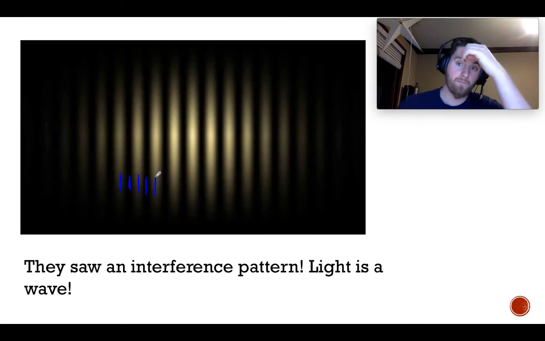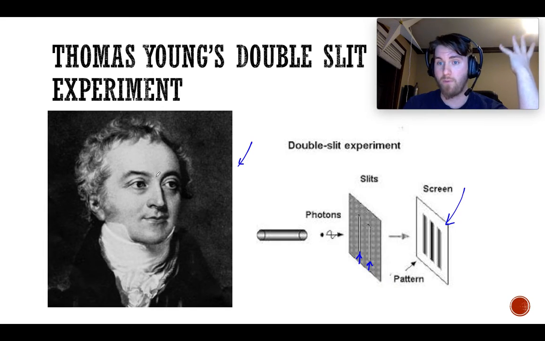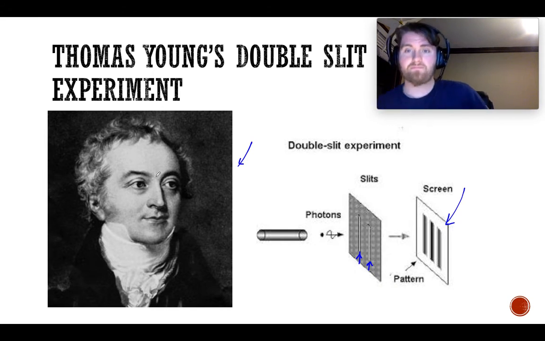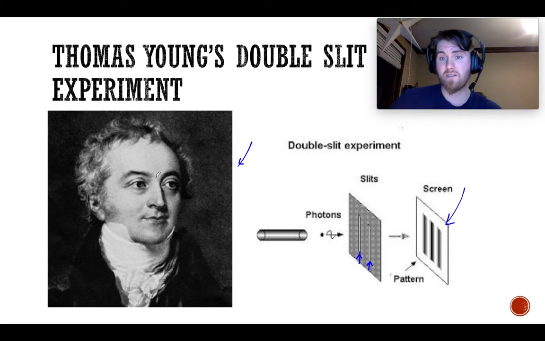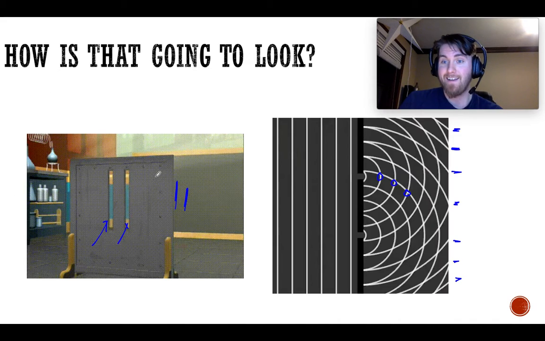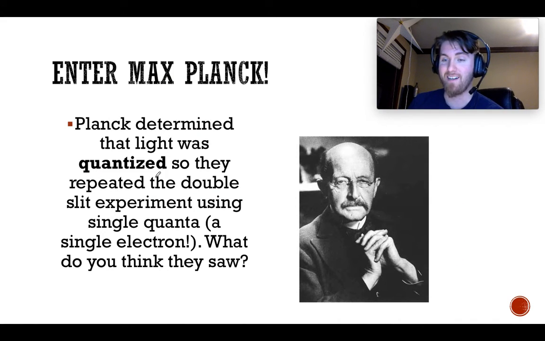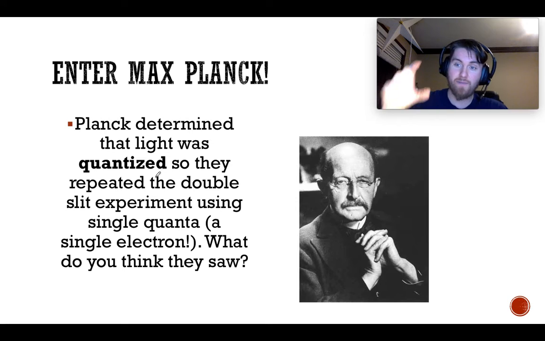And they thought, for the most part, this was done. Thomas Young was way, way before Max Planck or anyone else that thought about quantum. So he just shined a flashlight through and said, all right, light's a wave. Check, done, move on. Until, of course, Max Planck comes up and figures out that light is quantized. Remember, only a specific amount of energy can travel through.